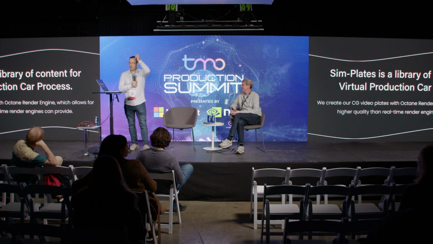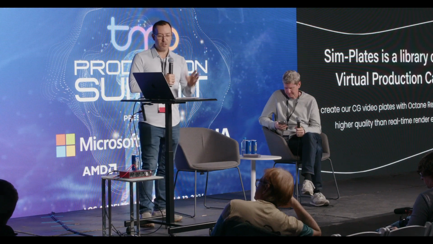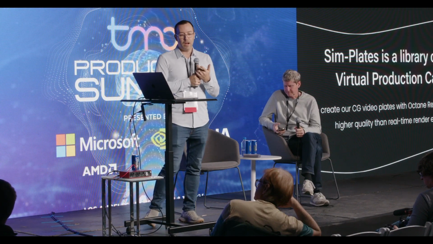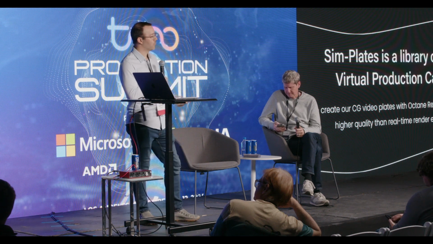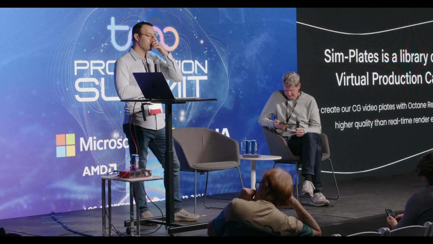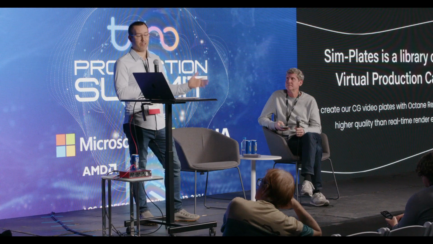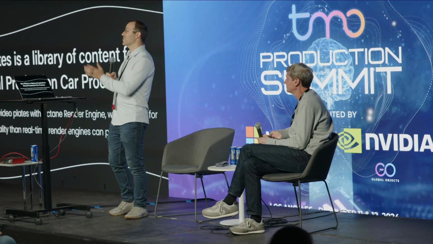And then Simplates. Simplates is a library of content for virtual production car process. We're going to talk more about it, so I'm just going to skip over this. But we're not using real-time engines. We're not using Unreal. We're not using Unity. We are using Blender as the DCC, and then we're using Octane render engine to render. And we're doing full 16K renders in path traced. And we're not rendering at 8K and then AI up-resing. We're not against using technology like that, but there is a big difference between actually rendering at 16K full 360 and taking all the shortcuts that other people might end up taking.